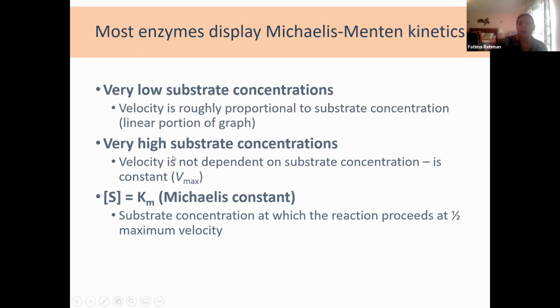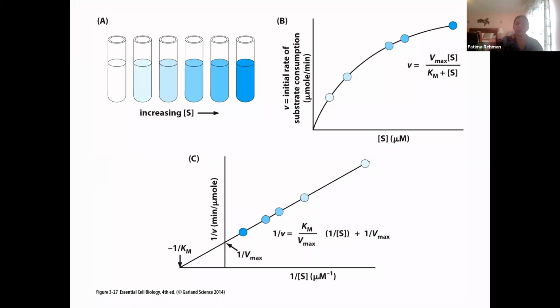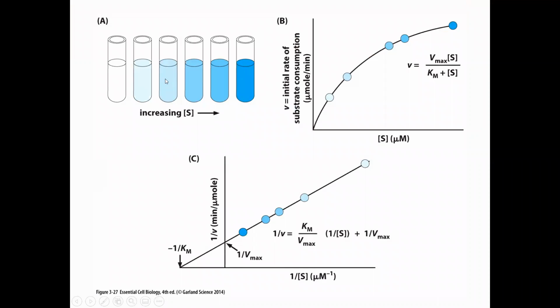And at the high substrate concentrations, there's going to be a point where no matter how much more substrate I provided, the enzymes are saturated. They cannot take any more, and that's going to be the maximum rate of reaction for that particular compound.